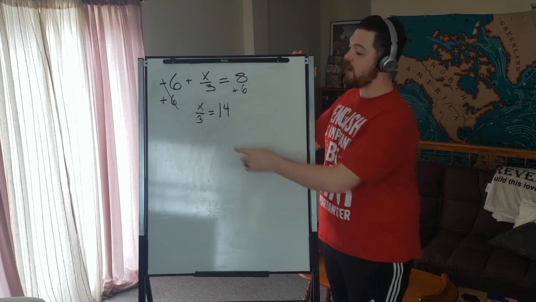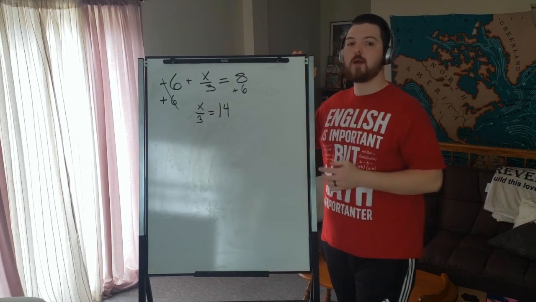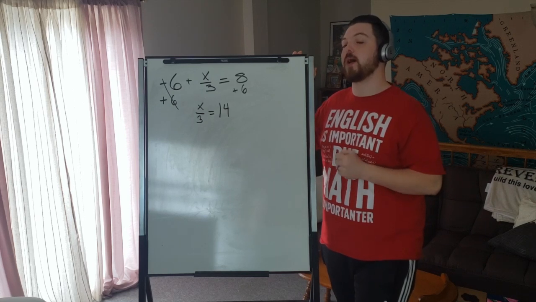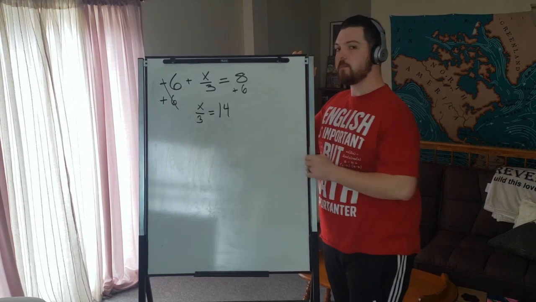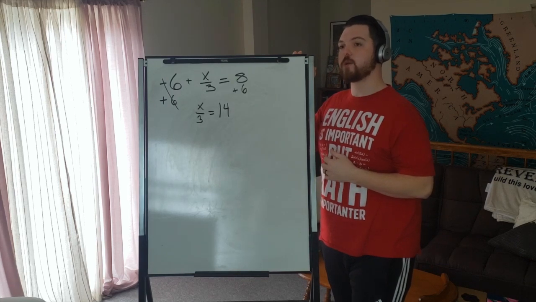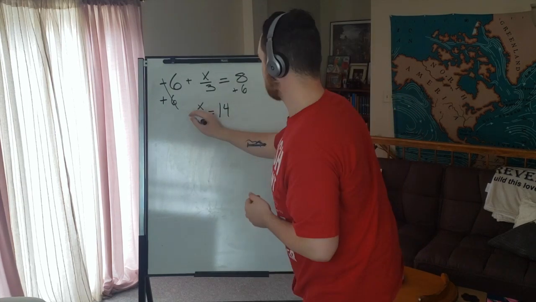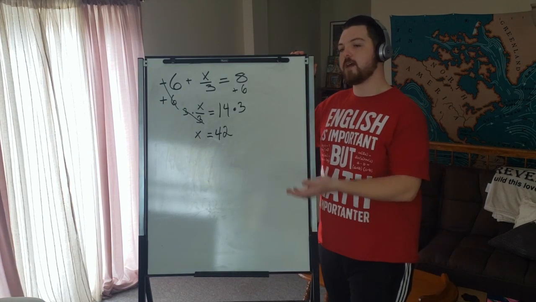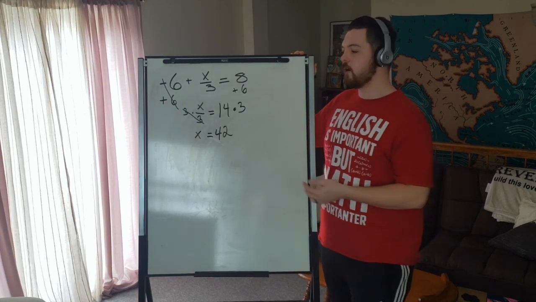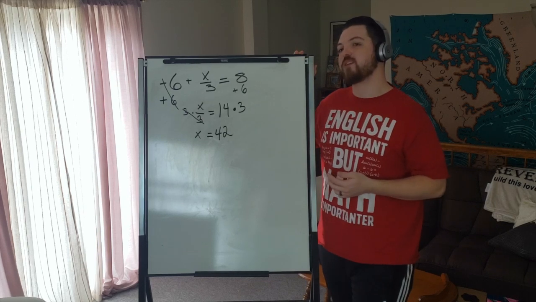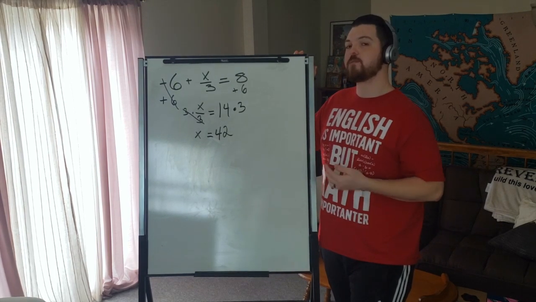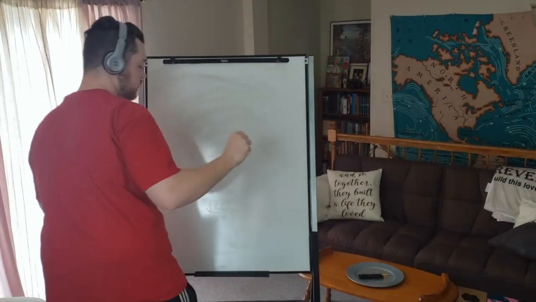Now my next step, I want to get rid of this 3 in the denominator. Whenever you have a number in the denominator, the way to get rid of it is to multiply by it. So because 3 is in the bottom, I'm going to multiply by 3 on both the left and the right. When I multiplied by 3 on my left side, my 3 in the denominator canceled out. When I did it on my right side, 14 times 3 gives me 42. So my answer is x equals 42.